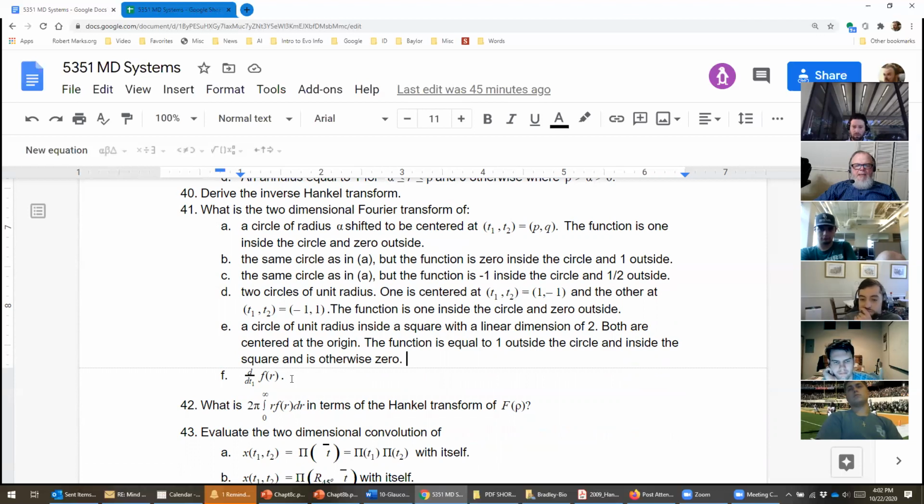Okay, and then let's see, f of r. Now I did something here I asked you not to do. I mixed modes. I have a d/dt1, the derivative in the t1 direction of a circularly symmetric function. How would you Fourier transform that? Well, you go to the derivative theorem, don't you? So you would take the Hankel transform of f of r, then just multiply it by j2 pi u1, because that's the derivative theorem.